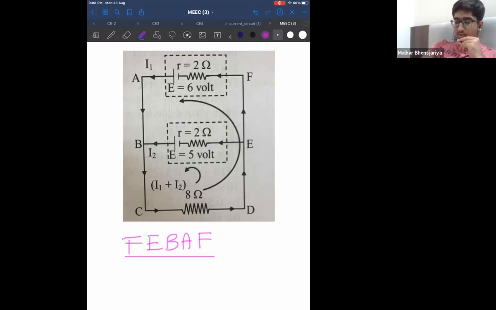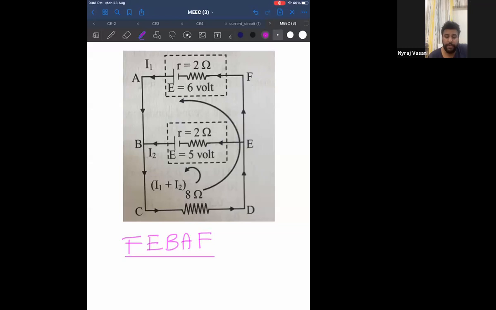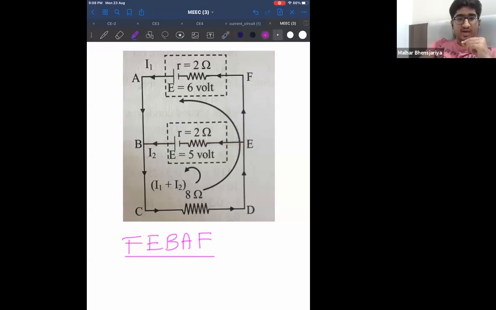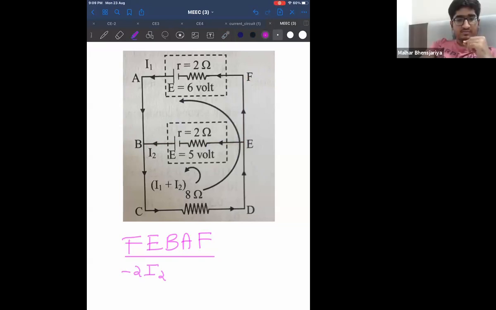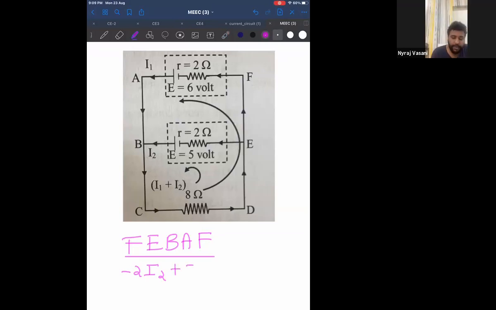6 plus 2i2 minus 5 is equal to 6. Wait. You have to go like this. F to E nothing that way. So from F to E nothing. Okay. Then E to B. Tell me, what do you encounter first? Resistor and minus 2i2. Minus 2i2 because you are going along the direction of current. Okay, then plus 5. Plus 5 because you encountered a negative terminal, so you wrote a positive answer.